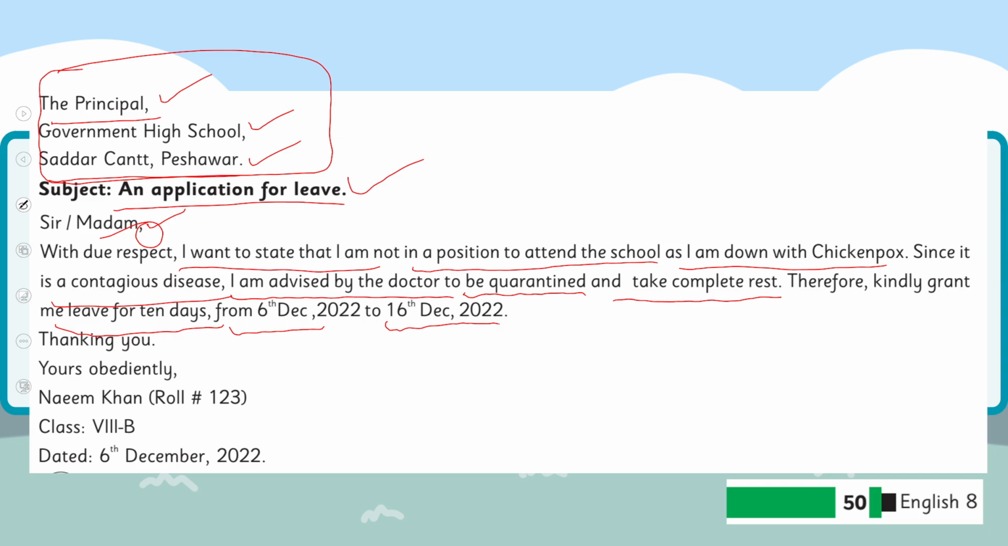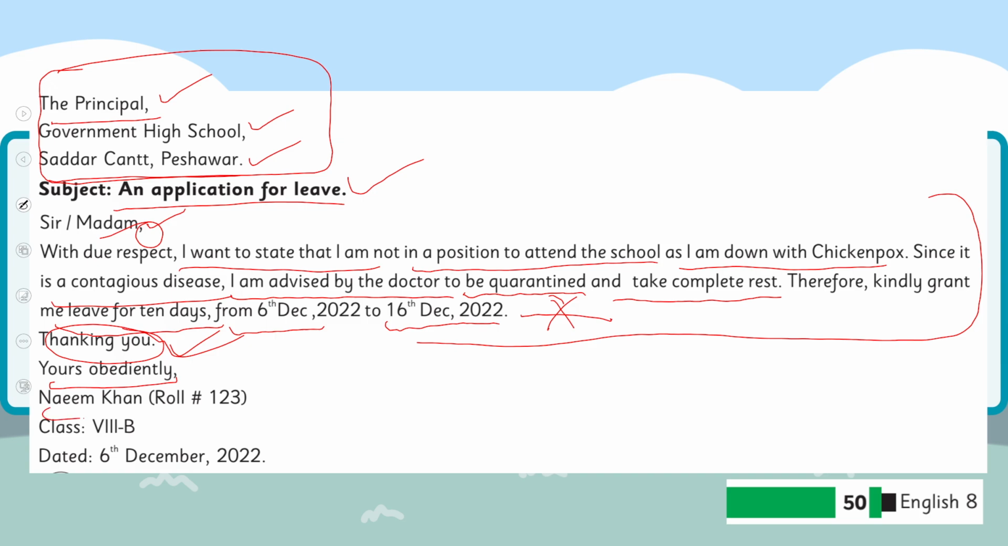Now, this is the body of your application, and this is your closing, where you say thanking you in advance, I am grateful for your time, etc. In the next line, not here, but in the next line, yours obediently or faithfully, yours sincerely, your name, followed by the roll number and other details, ending with the date on which you are writing this letter.